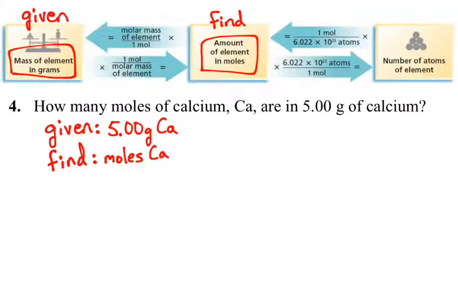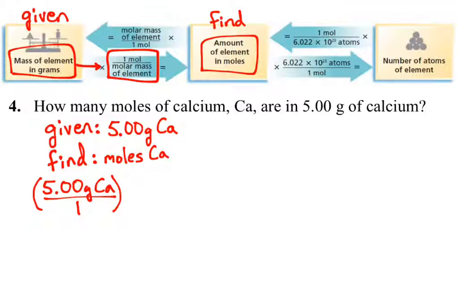Alright, so the first thing that we do is we write down our given in fractional form. So we have 5.00 grams of calcium over 1. And then what we need to do is take this given amount of grams and multiply it by the reciprocal of the molar mass of our element.